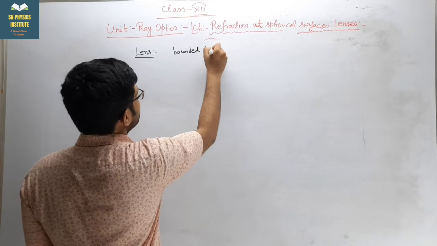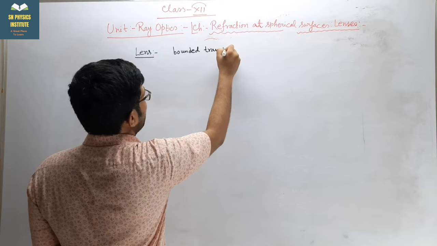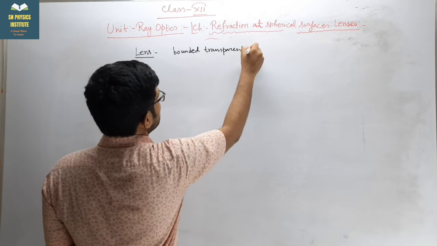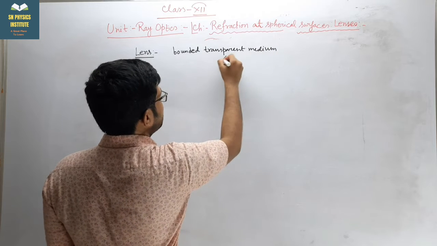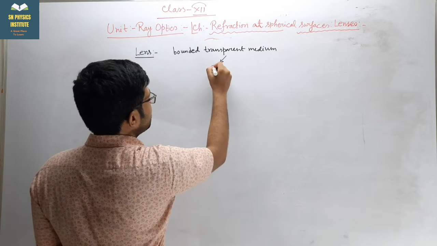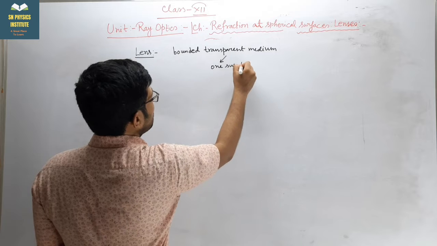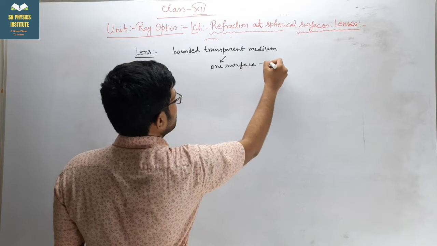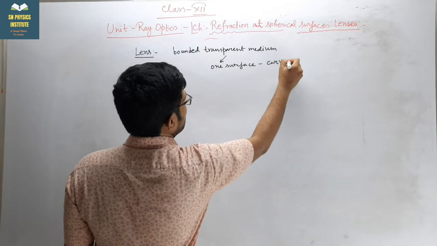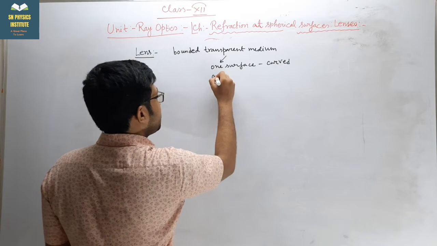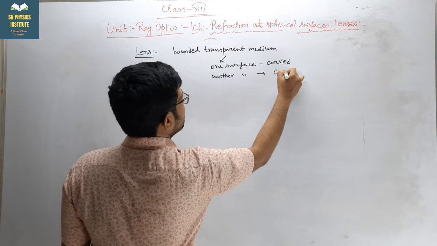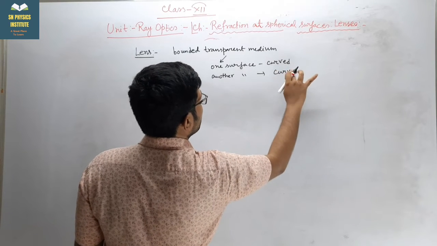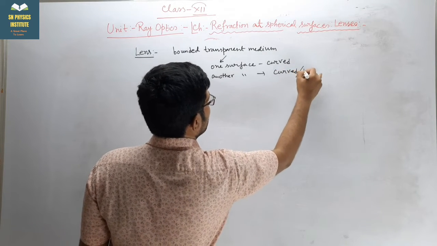transparent medium, where one surface is curved and another surface may be curved or plane. Okay, may be curved or plane.